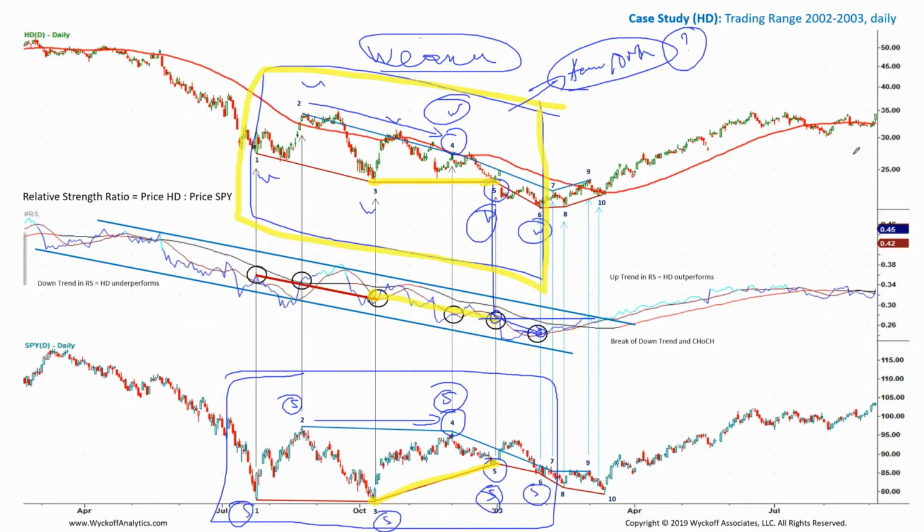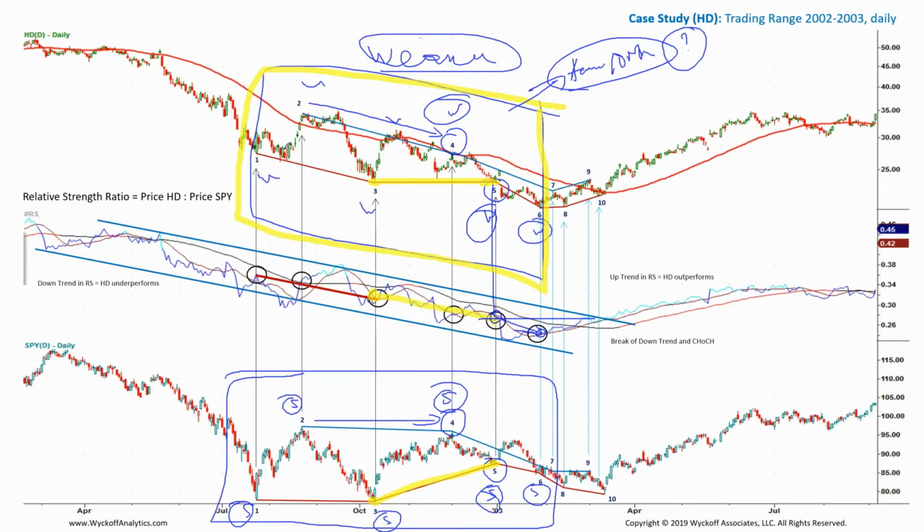I would go back to point number 1. I would be drawing lines. I would be saying, all right, where's my selling climax? Where's my automatic reaction? Where's phase B? Where's potentially phase C? So point Adam, yeah.